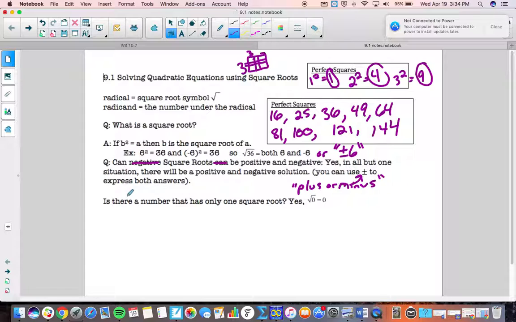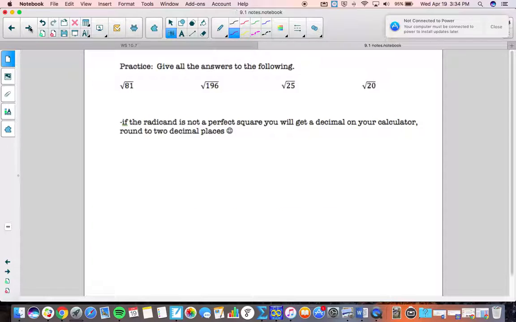There is one situation where you only get one square root. That's the square root of 0. That's 0. So we really don't have that plus or minus situation that we need to handle there at all.